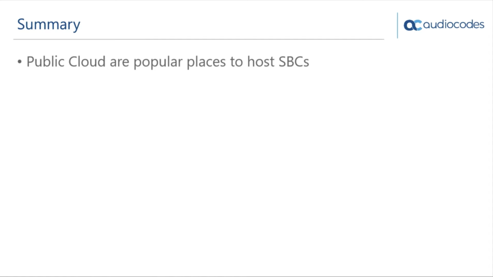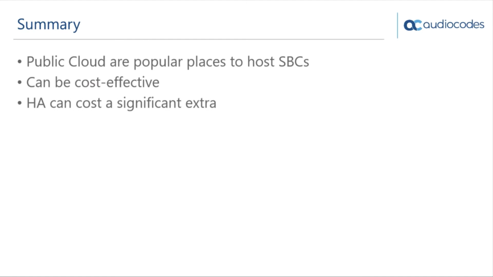It actually went on slightly longer than I thought it would, so apologies for that. But just in summary, public cloud is a very popular place to host SBCs. It can be really cost effective. The OpEx model is great because you don't have to worry about stuff breaking down, or the power supply going in the middle of the night and having to drive 100 miles to replace it. It's all done for you basically, and so you pay a little extra for it potentially, but in some places you don't. As you've seen, it can be a very cost effective way of doing it.